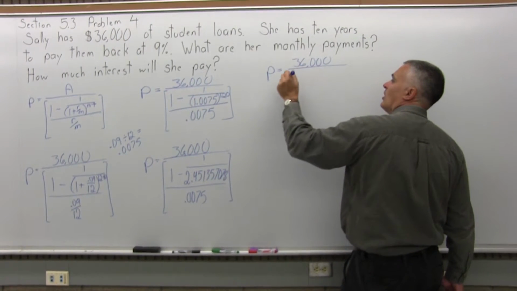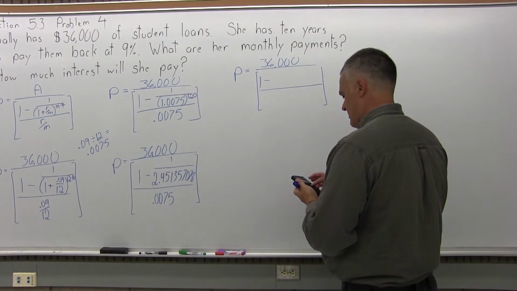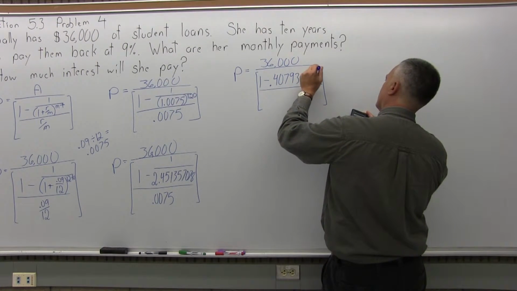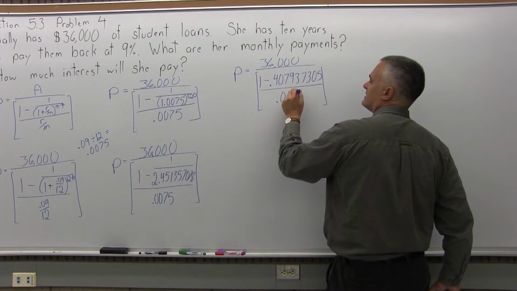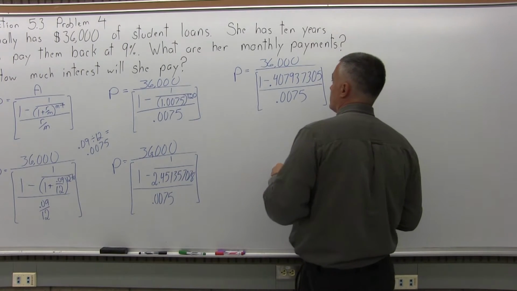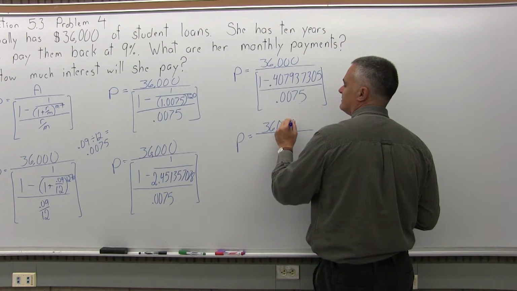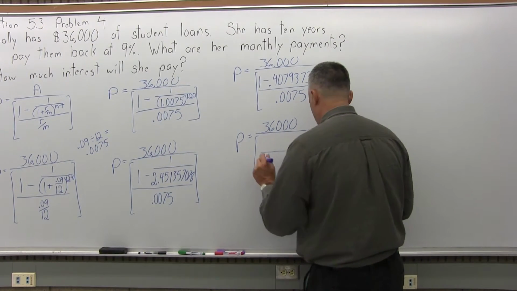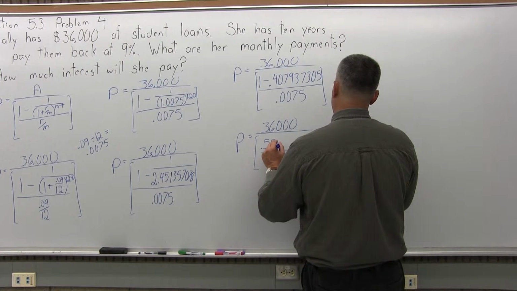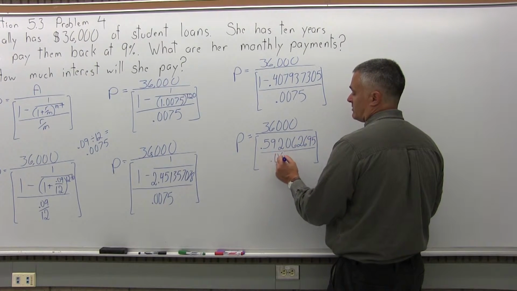So that's going to give me P equals 36,000 over the brackets. In the numerator of the brackets, I'll have 1 minus 0.4079370305. And in the denominator of the brackets, 0.0075. So I can finish the numerator of the brackets by doing 1 minus 0.4079370305. And that'll give me P equals 36,000 over the brackets, and in the numerator of the brackets, I'll have 0.5920626695, and in the denominator of the brackets, 0.0075.